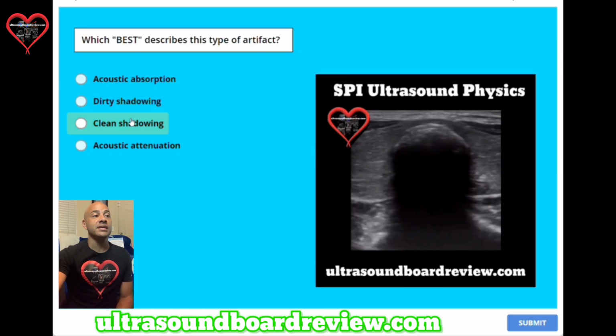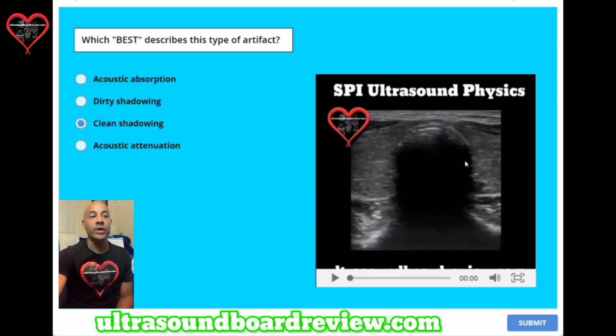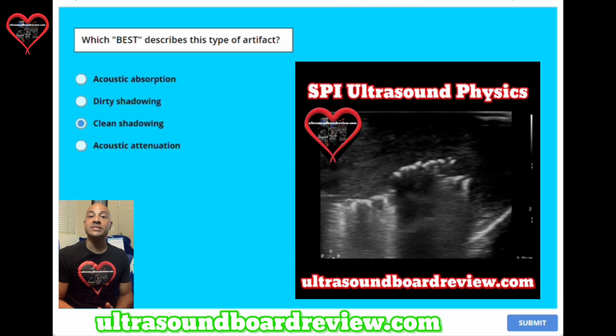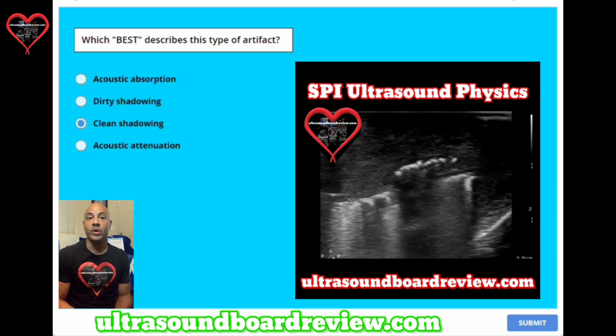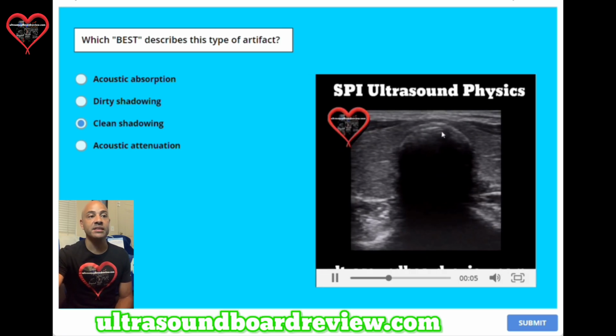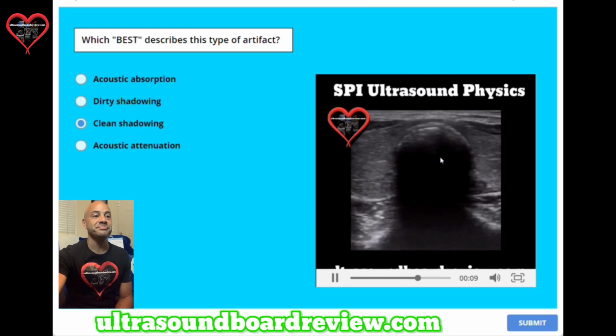The answer is C, clean shadowing. Clean shadowing is described as a uniform darkness posterior to the highly attenuating structure. Dirty shadowing is characterized as having a mix of dark and bright echoes posterior to the highly attenuating structure. But if it's clean like this, mostly uniform darkness, that's clean shadowing.